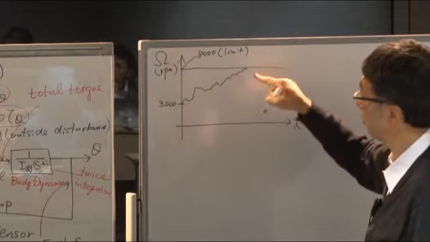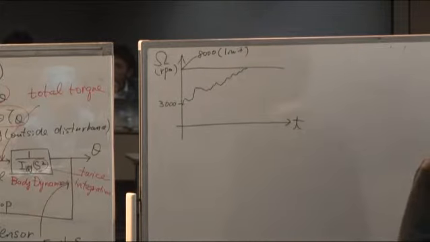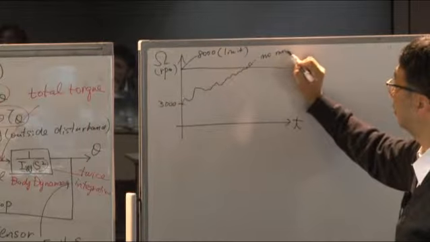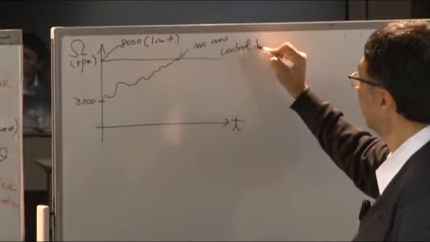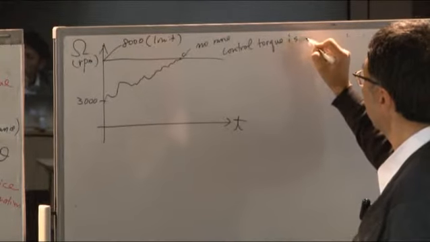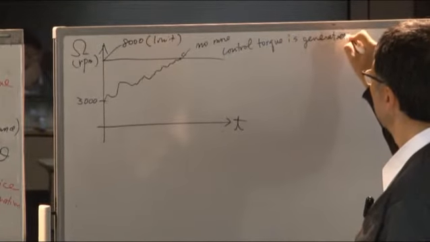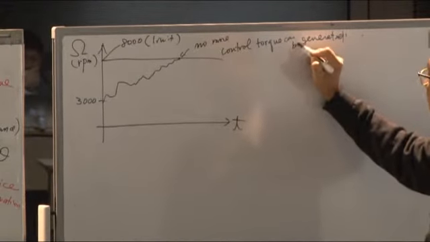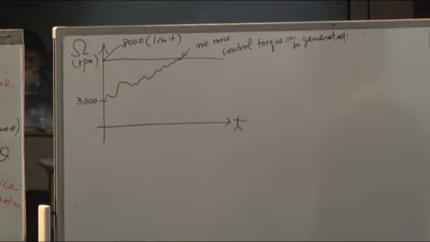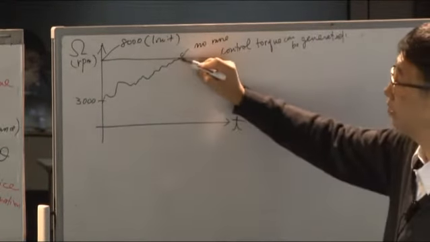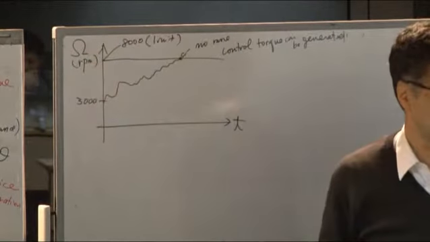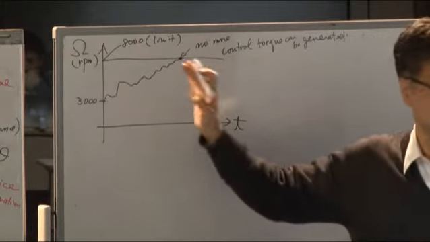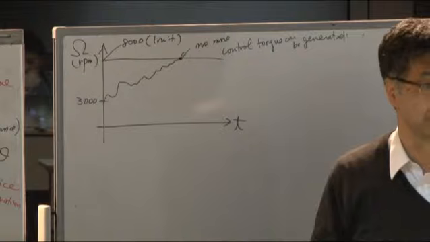But at some point, if it reaches the upper limit of the speed, then at this moment no more control torque is generated. No more control torque can be generated. So at this point, the internal wheel becomes useless. Then how can you resolve this problem? How can you solve this problem?